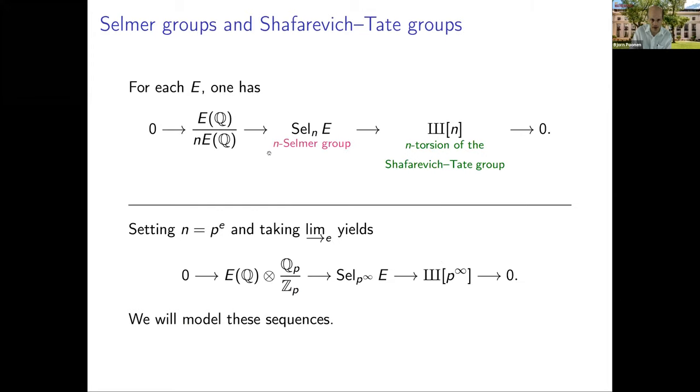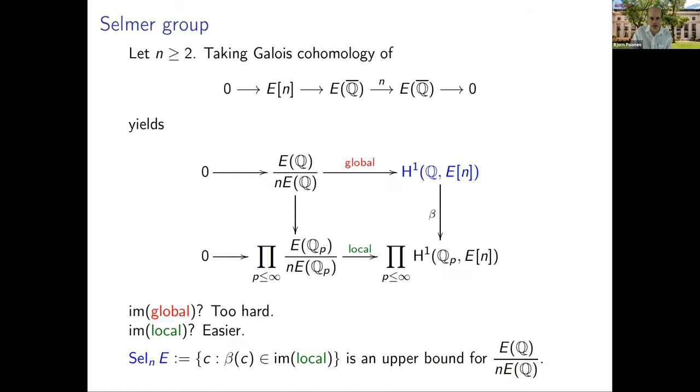So now the question is, how good an upper bound is it? It turns out that by studying this sequence, let me go back one slide again, and by looking at the next term in these long exact sequences, you can measure how good an upper bound this is by comparing it to how different this is from the actual group it's trying to bound.